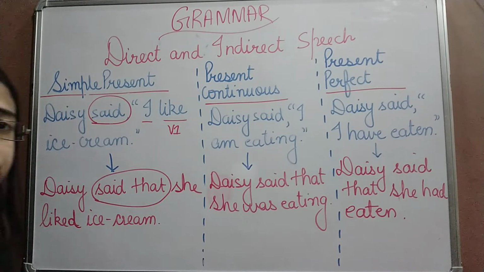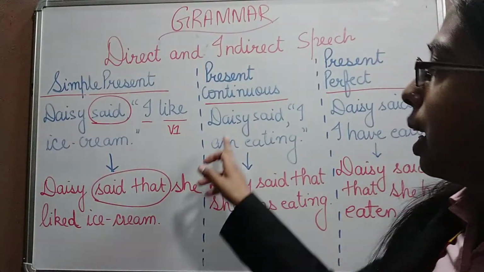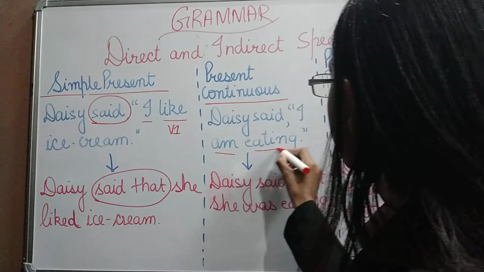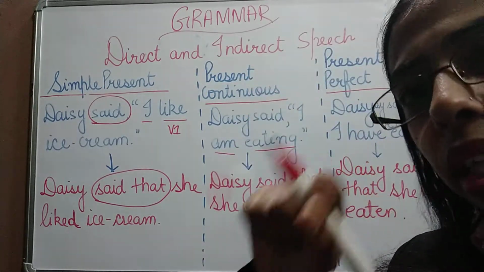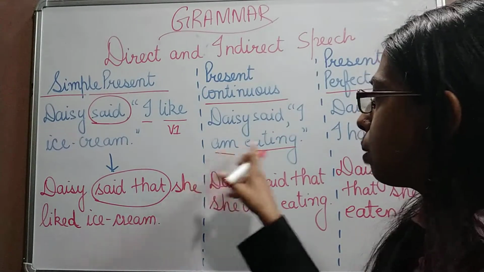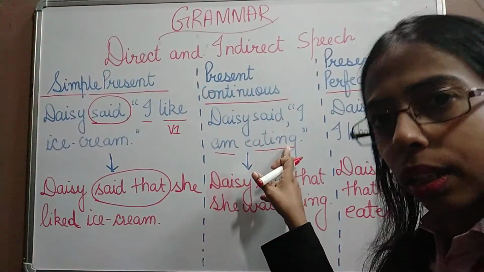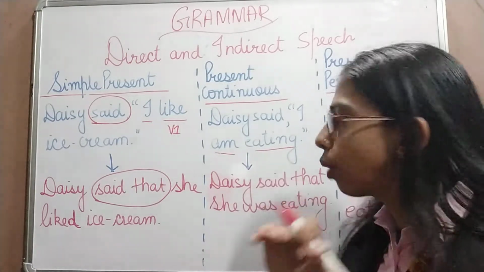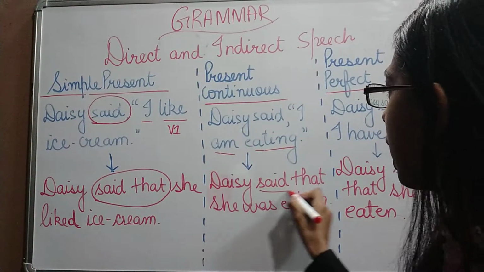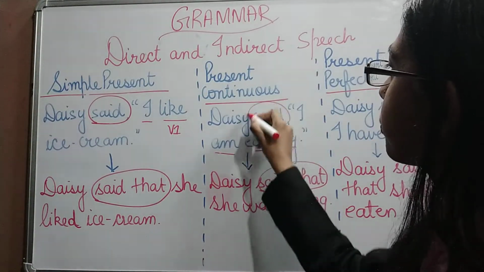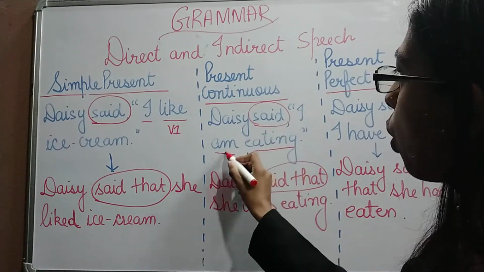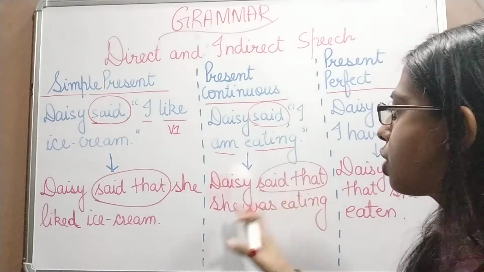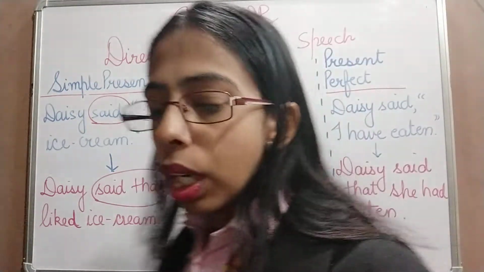Okay, come to present continuous. Daisy said, I am eating. Am eating is telling you that the sentence is present continuous. Why? Is am plus first form of verb plus ing. So, am eating is telling you about present continuous. How are you changing it? Said will change into said that, as I told you earlier. So, Daisy said that she was eating ice cream or something else. Daisy said that she was eating.